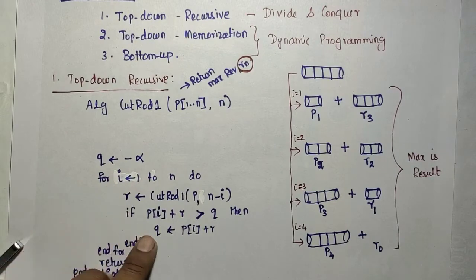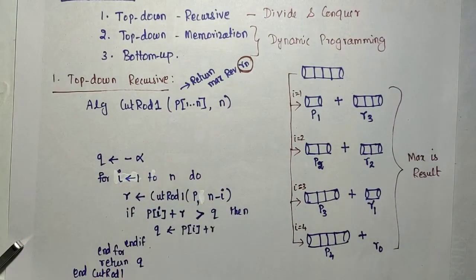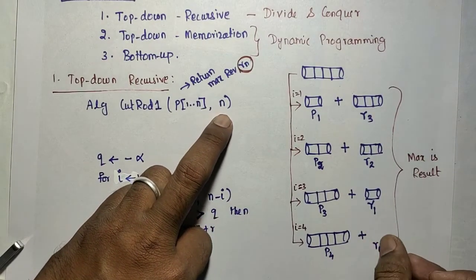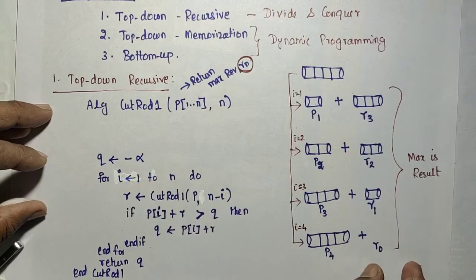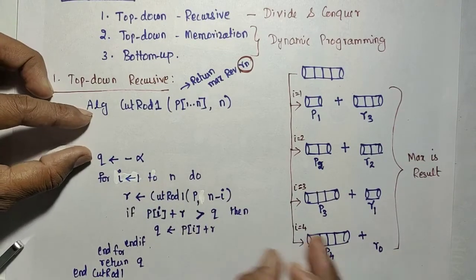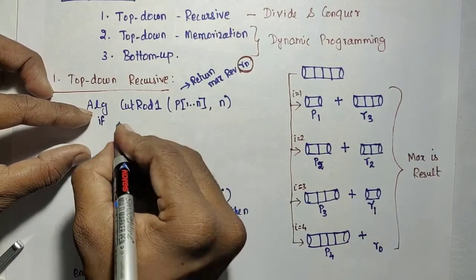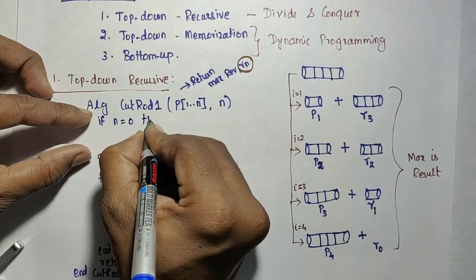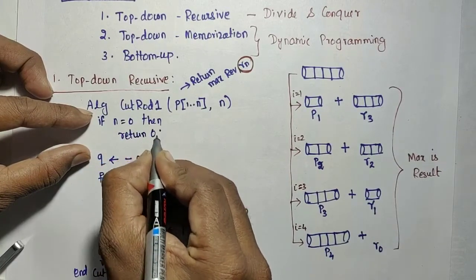Since we are using the recursive algorithm, what should be the termination condition? Problem size 0: for input equal to 0, a 0 inch rod price is not given. A 0 inch rod means 0 price. So the smallest problem here is n equal to 0. In that case we need to check if n equal to 0, then return 0. End if.